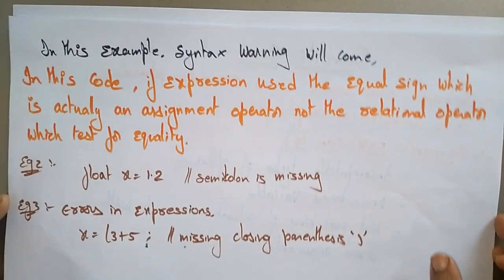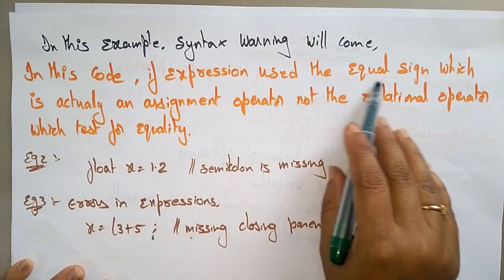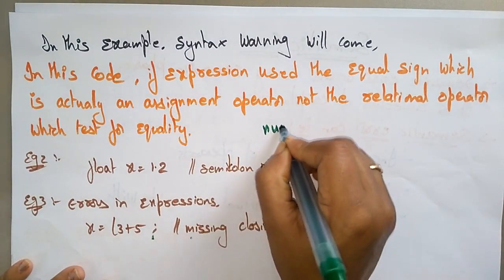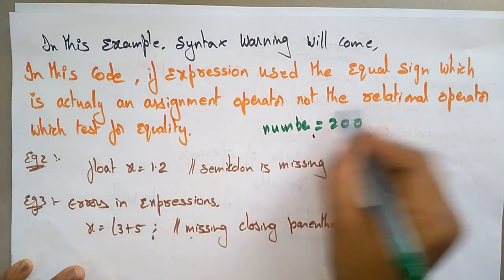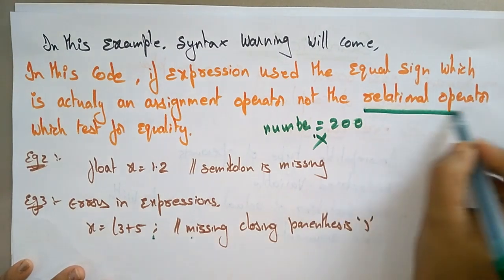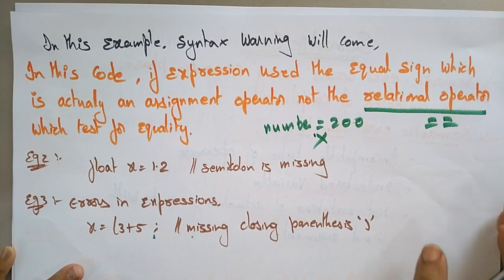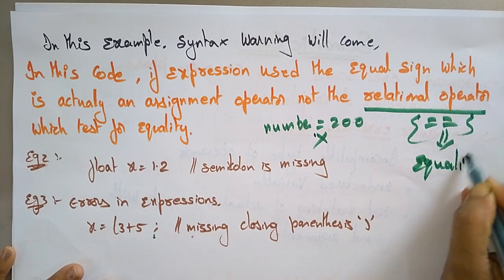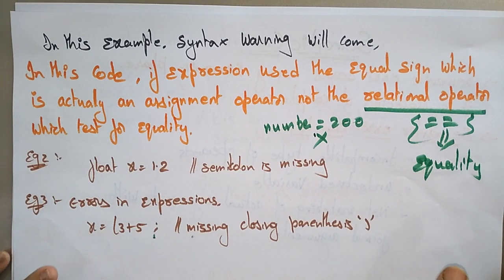So in this example, what type of warning will come? In this code, the if expression used the equal sign, which is actually an assignment operator. Here I have used number is equal to 200, which is an assignment operator, but not the relational operator. We need to use the relational operator double equal to in this case, which tests the equality. So you need to use this type of operator. These types of errors are syntax errors.